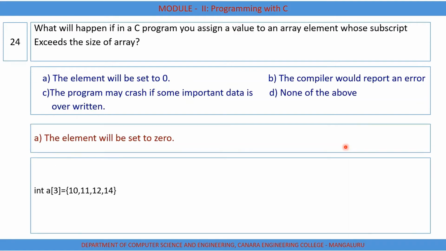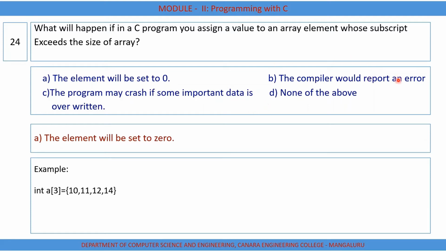Next, what will happen if in a C program you assign a value to an array element whose subscript exceeds the size of the array? The element will be set to 0, the compiler would report an error, the program may crash if some important data is overwritten, or none of the above. So the correct answer is the element will be set to 0. So option A is the right answer.